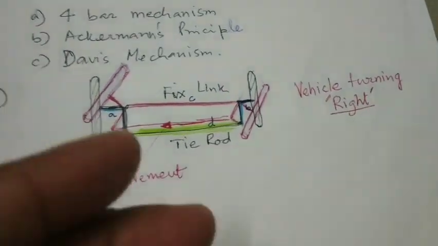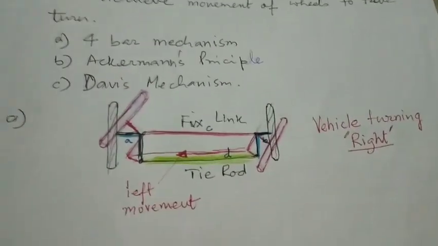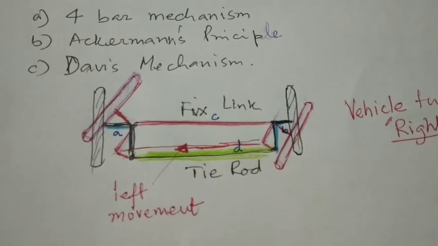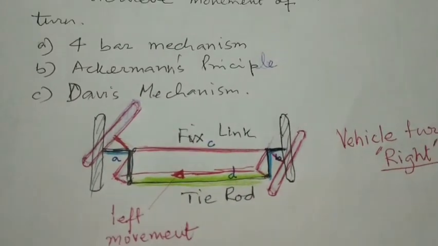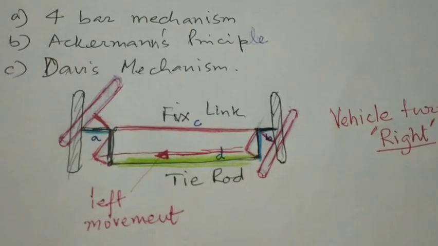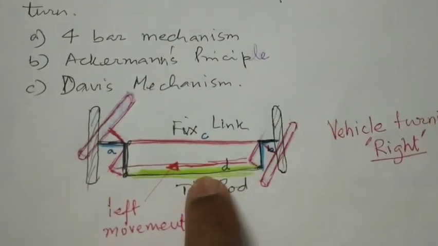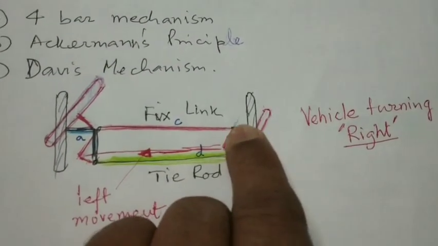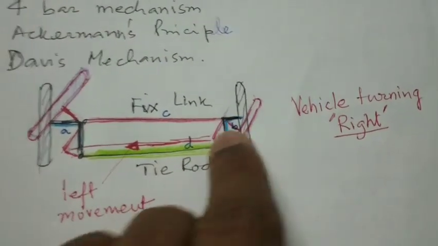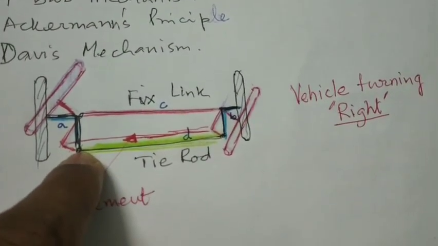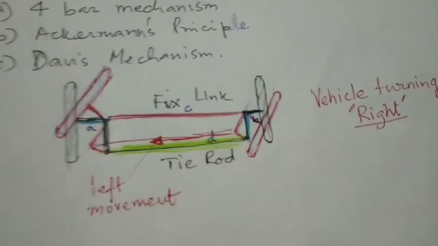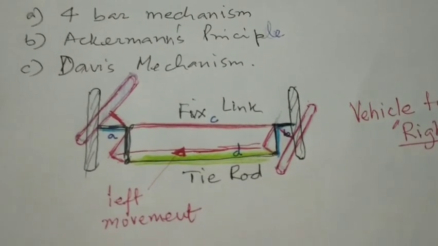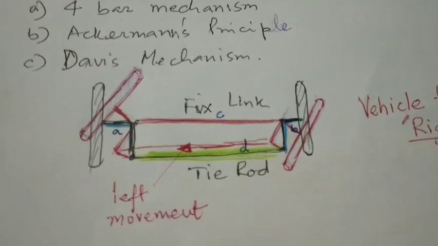So tie rod movement gives the turning of the vehicle which we want by steering. This is a 4-bar mechanism where the size of the fixed link and the size of the tie rod is the same, and the angle of this particular position is at 90 degrees. B and A both are 90 degrees type of linkage, and there is difficulty because it is found that there is something called slip angle, which is the same for this.